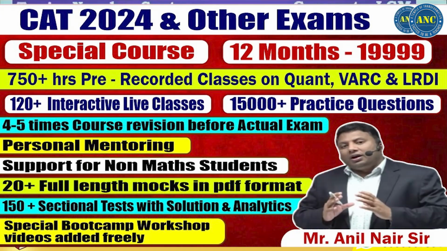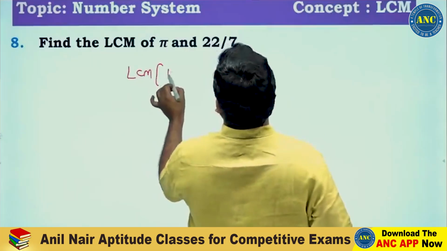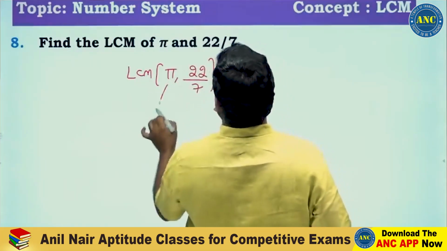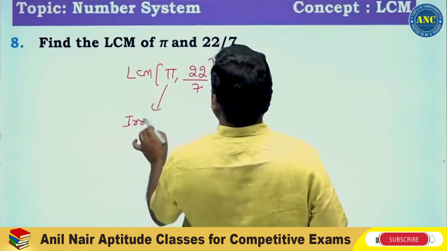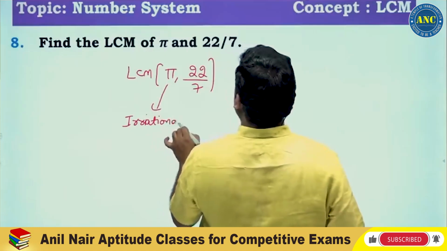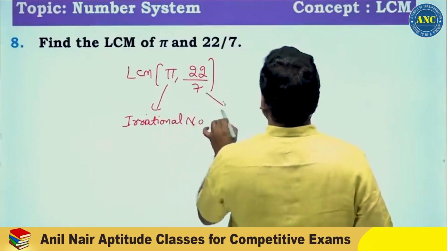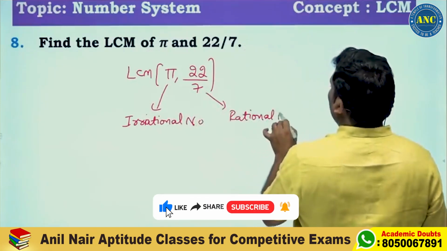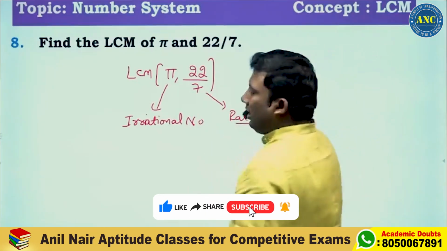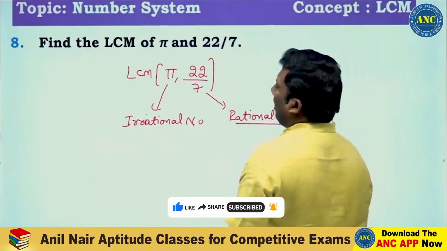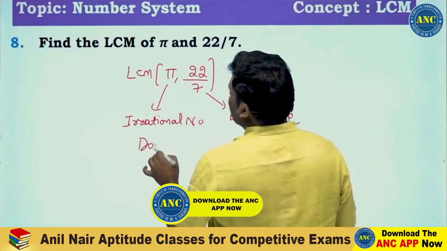Next one, LCM of pi and 22 by 7. I told you that LCM is valid only for the family of same numbers. Pi is an irrational number. 22 by 7 is a rational number. Pi is non-terminating, non-recurring. A rational number is either terminating or recurring. So the answer is does not exist.